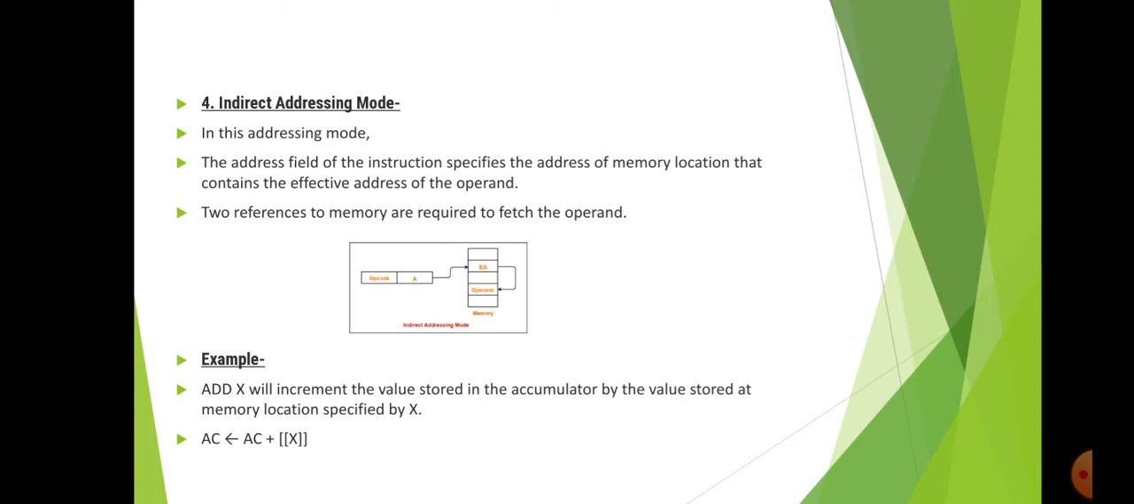Next, indirect addressing mode. In this addressing mode, the address field of the instruction specifies the address of the memory location that contains the effective address of the operand. Example: add X will increment the value stored in the accumulator by the value stored at the memory location specified by X.